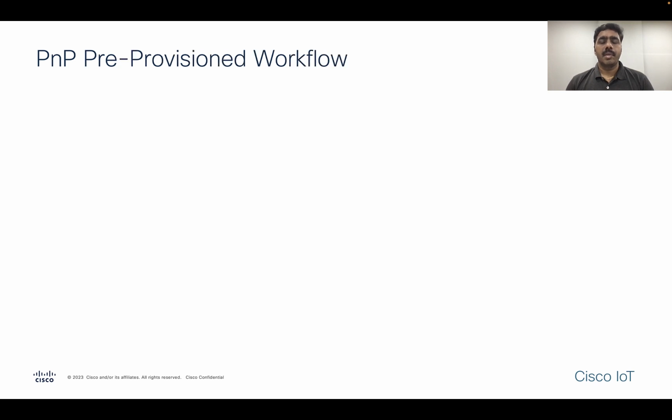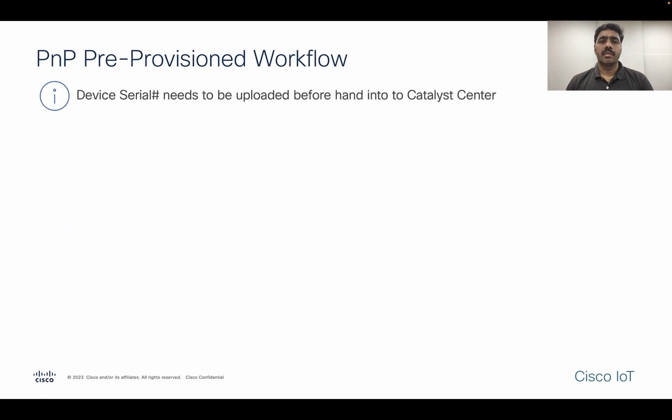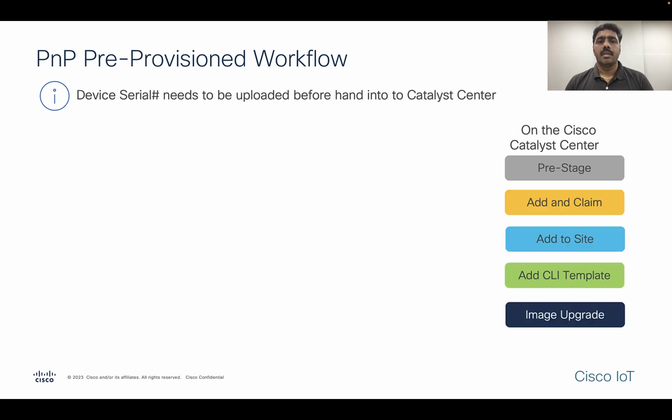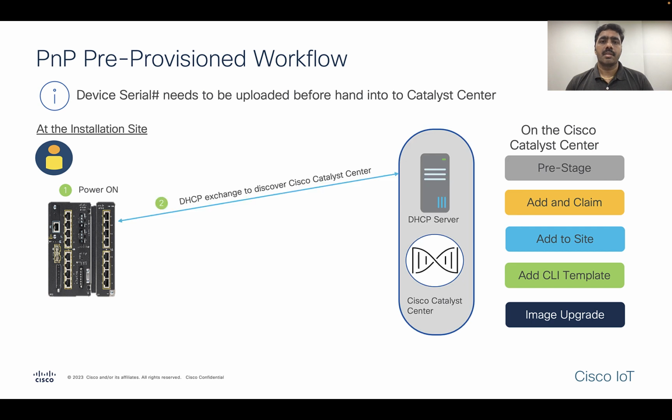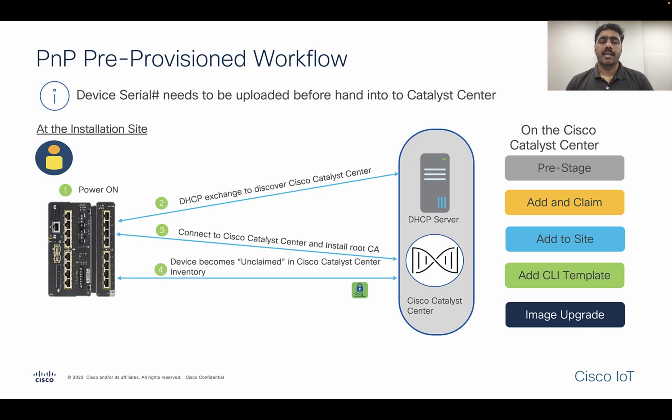The next method is the pre-provisioned workflow, where the provisioning for the device is done even before the device is powered on or even before it arrives at the site. In this workflow, the serial numbers of the devices have to be uploaded onto the Catalyst Center well in advance. The network admin gets the list of serial numbers for all the devices and prepares for pre-provisioning. He adds and claims the device, attaches the required CLI templates, and chooses the software image. When the device gets powered on, it goes through the usual process like the unclaimed workflow, and the claim is automatic.